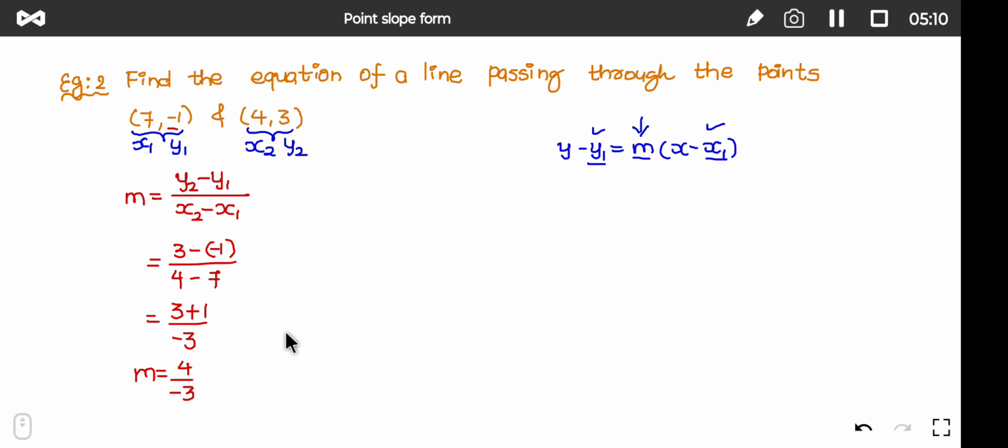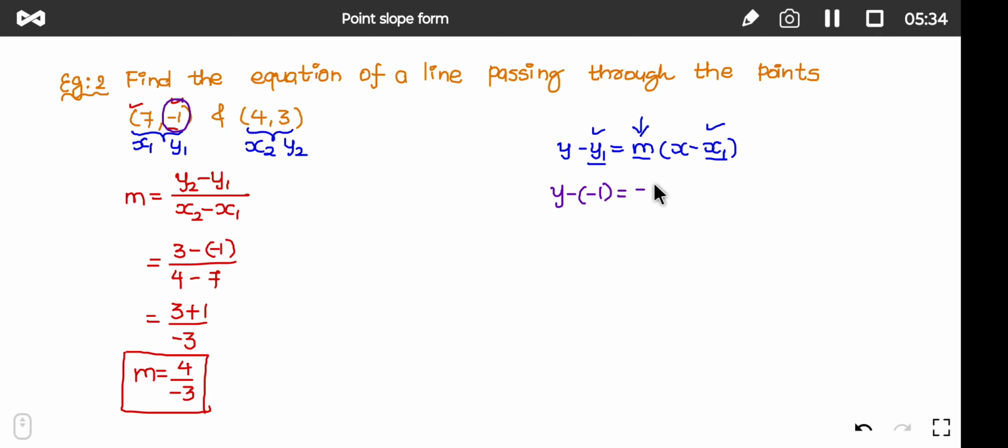So now we will substitute the values of x1, y1 and our slope value, which is 4 by minus 3, in our point slope form. So y minus y1. So the value of y1 is here minus 1. So inside the bracket we will write minus 1 is equal to slope, 4 by minus 3. Now this 4 by minus 3 we can write as minus 4 by 3. The minus sign you can write in the numerator, denominator, or in the middle. It will be the same thing. Bracket x minus x1. So the value of x1 is here 7. So we will put here 7.